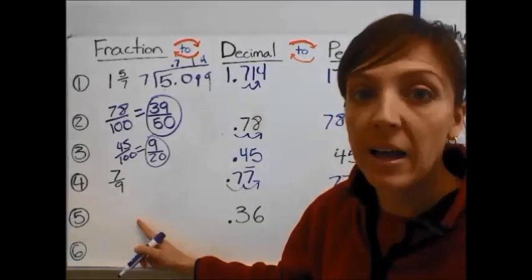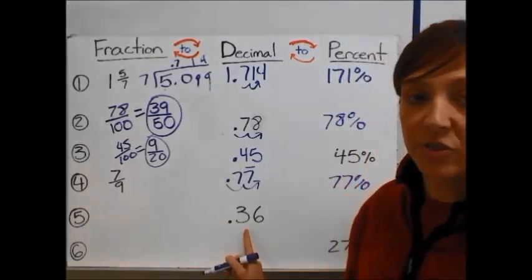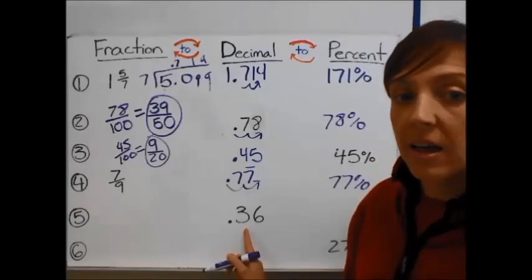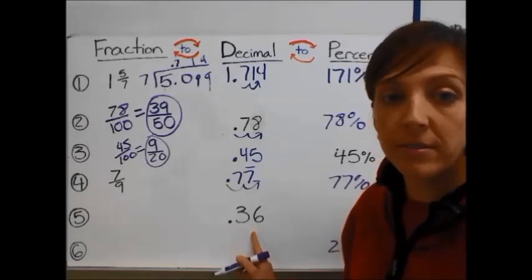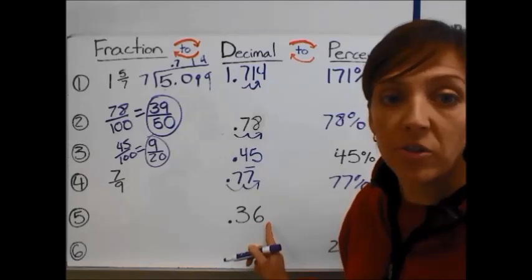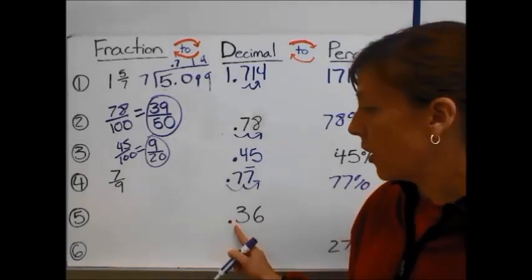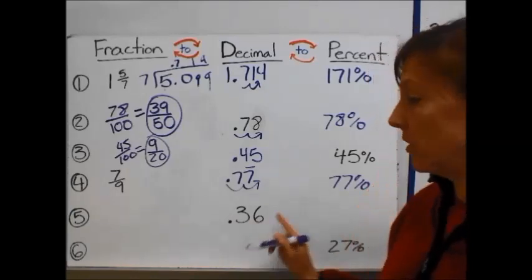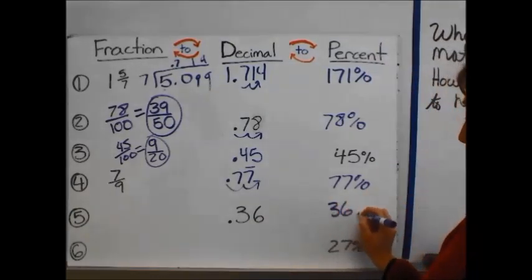Okay, number 5. I have 36 hundredths in the decimal column. Now, I'm going to go ahead and move my decimal 2 places to the right, and I'm going to change it into a percent. So after I go 1, 2, I'll put my percent sign at the end of it and just rewrite it. 36%.